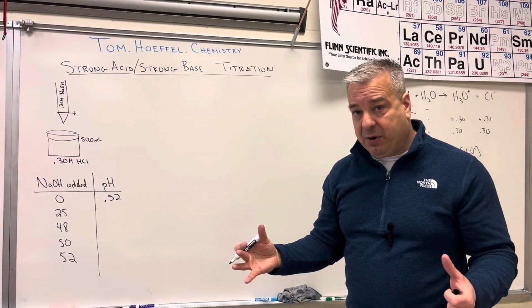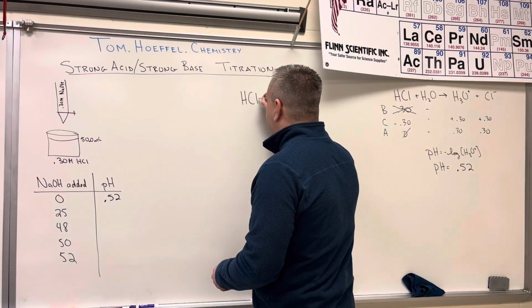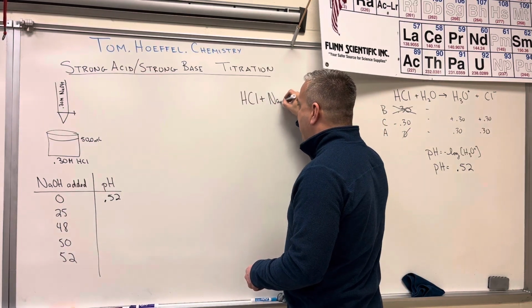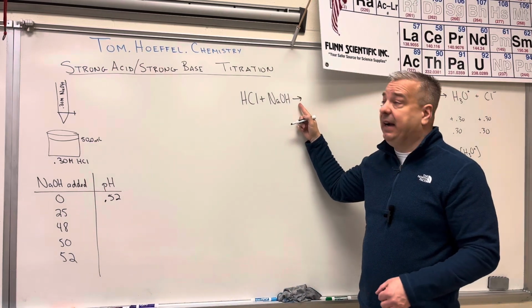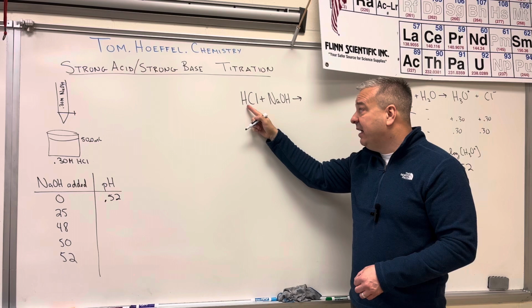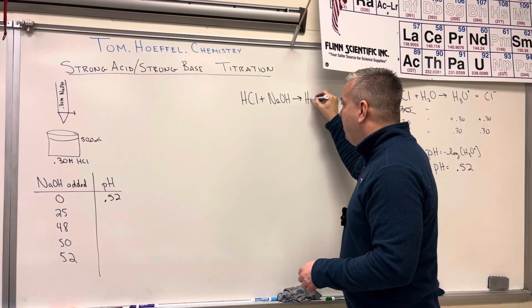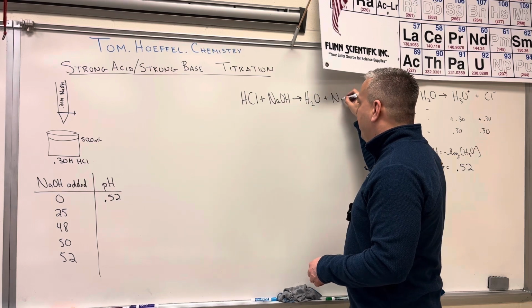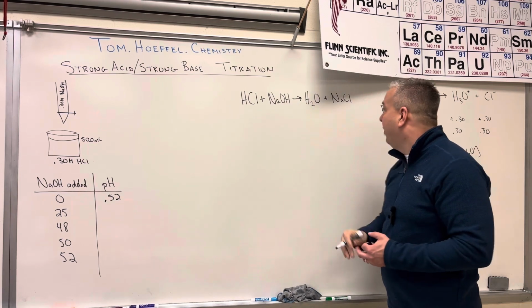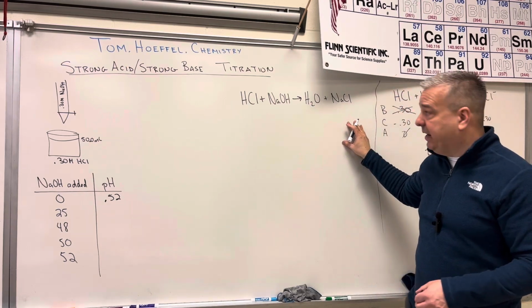We need to write a chemical reaction for this. The hydrochloric acid is going to react with the sodium hydroxide in a chemical reaction with a single arrow. Basically, hydroxide is going to say, hey, proton, I think you're kind of cute, why don't we hook up and form some water? And then the sodium and the chlorine will hook up to form sodium chloride. This is the chemical reaction that's going to take place.